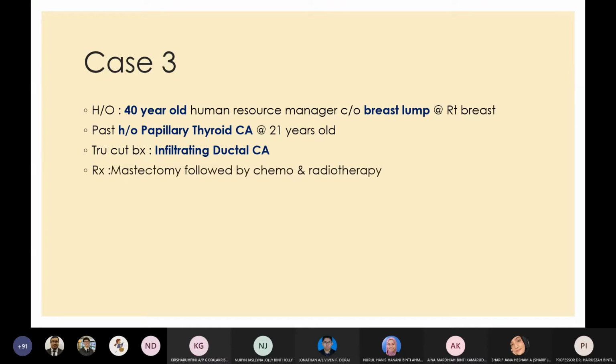And it shows a ductal carcinoma. Excuse me, just a moment. Sorry, this is the downside of working from home, the distraction. There's a lot of noise outside.